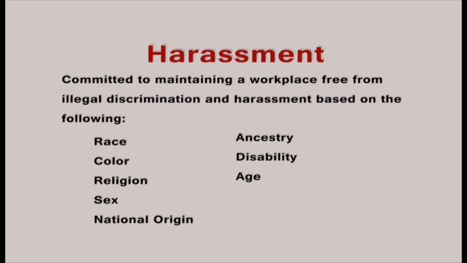Discrimination or harassment against employees, students, or others on the basis of race, color, religion, sex, national origin, ancestry, disability, age, or any other characteristic protected by law is strictly prohibited in accordance with the law. The Ozark R6 School District is an equal opportunity employer.